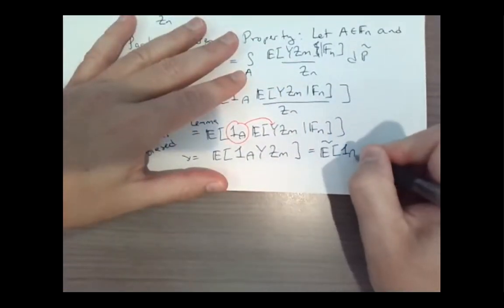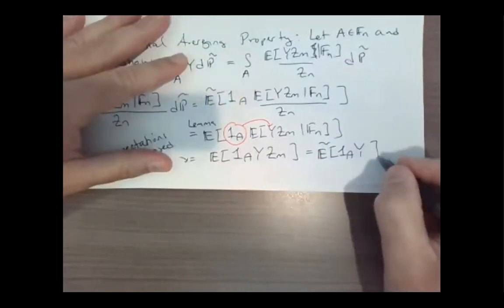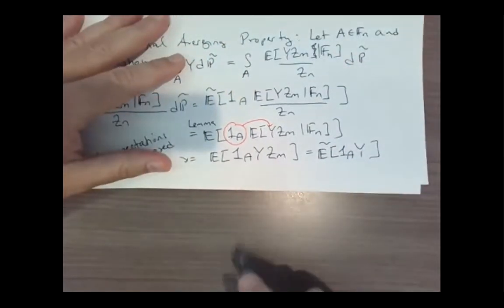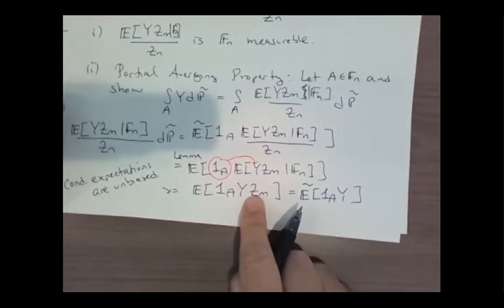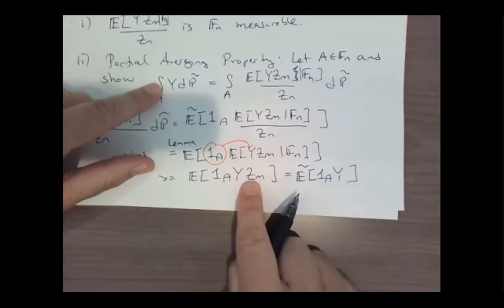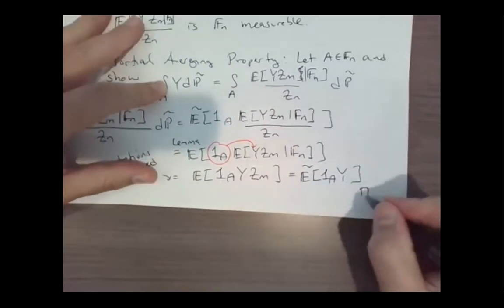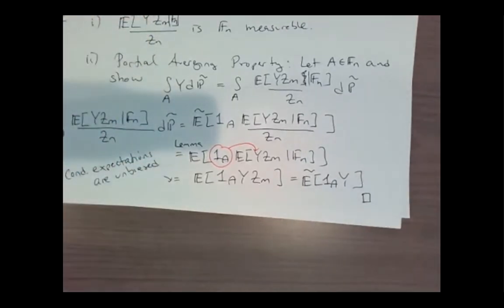This is 1A y. Okay, and then I'm done because this is exactly that expectation that I was hunting. So this is Bayes' rule for conditional expectations.